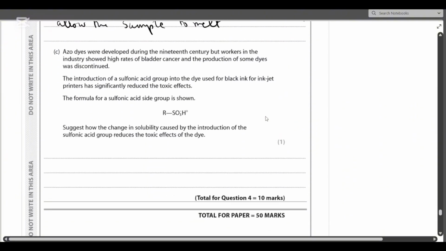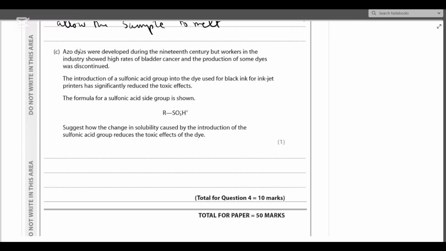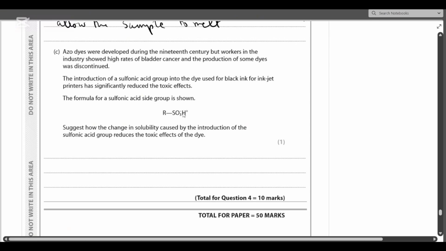Okay, moving on, they said azo dyes were developed during the 19th century, but workers in the industry showed high rates of bladder cancer, and the production of some dyes was discontinued. So the introduction of a sulfonic acid group into the dye used for black ink for inkjet printers has significantly reduced the toxic effects. The formula for a sulfonic acid side group is shown. So this is the sulfonic acid group.